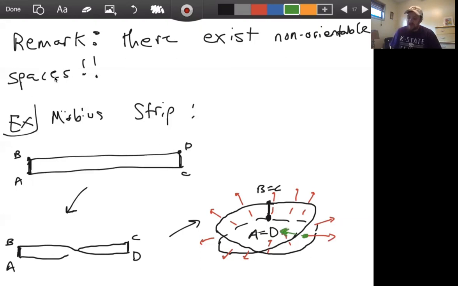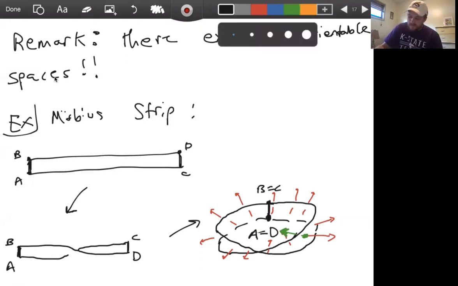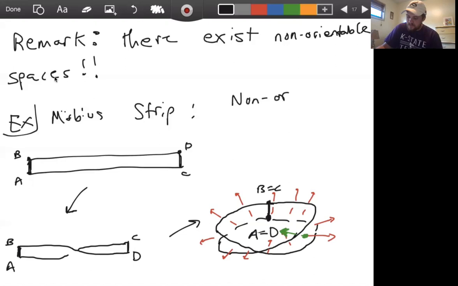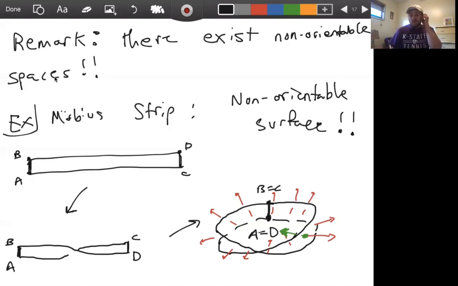now my supposedly outward normal vector is now an inward normal vector, which means this orientation is not well defined, right? Because what was supposed to be an outward normal vector at the exact same point is now an inward normal vector. Means this is non-orientable. This is a non-orientable surface. And so that means we're only going to be defining vector surface integrals over orientable surfaces.